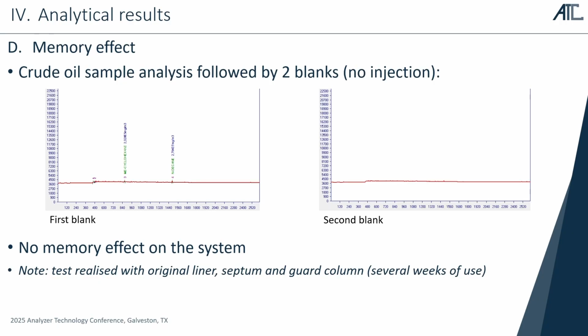And in the note, we mention some details about how this memory test has been done. We didn't change the original liner, septum, and guard column during all the measurements. That means we didn't do any service or maintenance during several weeks of analyzing these liquid standards or real samples, because the system is designed to clean as much as possible at every method to decrease the frequency of maintenance. Because in the lab, most of the time, it's easy to change the liner, the filters, the septum, or the columns. But on the field, that is more challenging or more difficult.